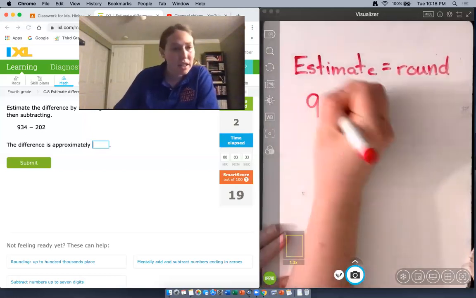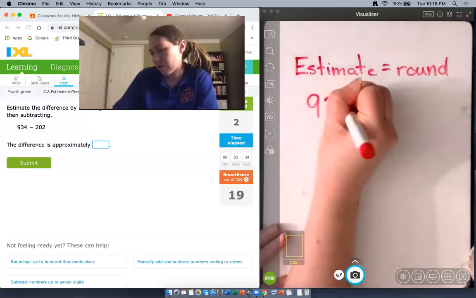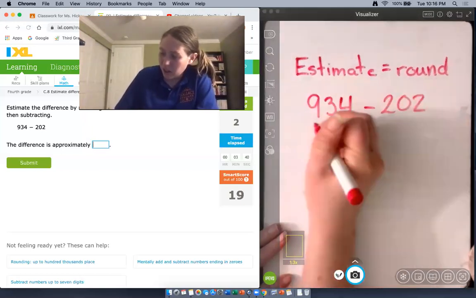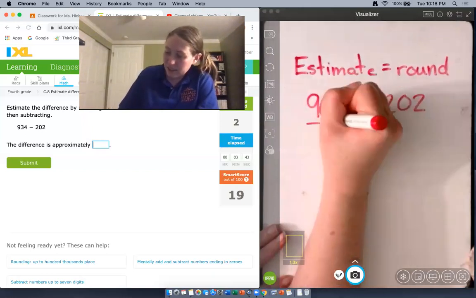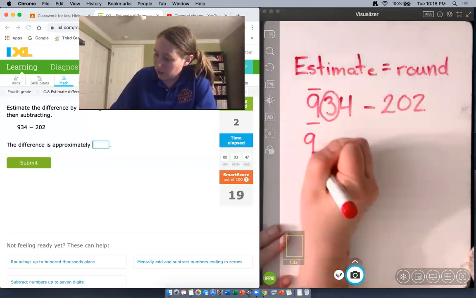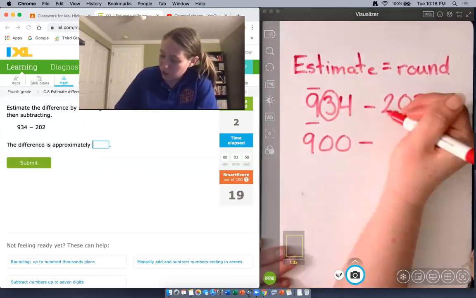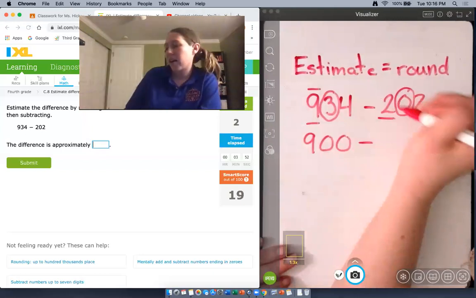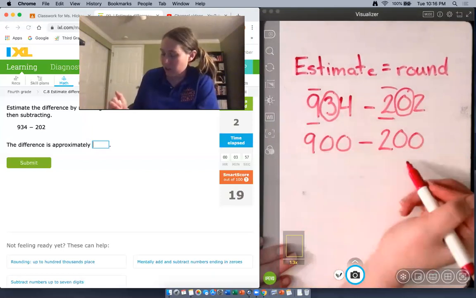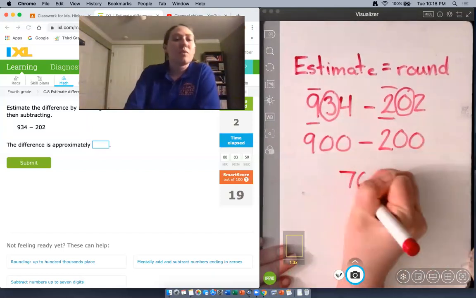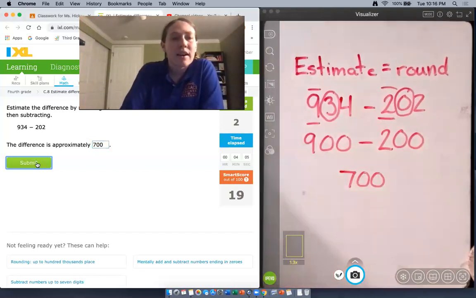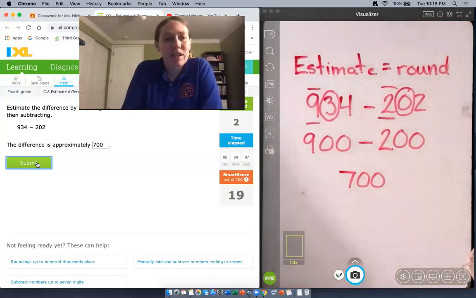934 minus 202. Underline the 9, circle the 3. 4 or less, let it rest, so that stays a 9. Minus, that stays the same. We've got 2, 0, 0. 900 minus 200 equals 700. Once you get into the groove of this, they go by pretty quick. Once again, I think you can get through 3.